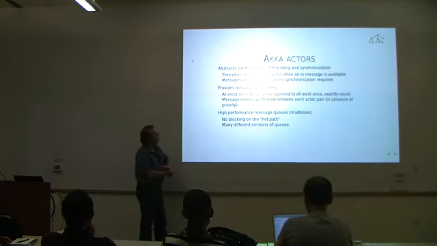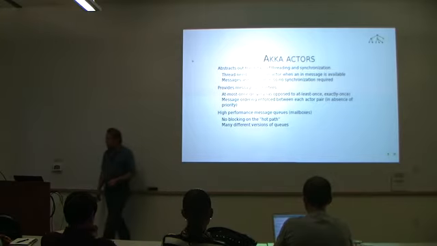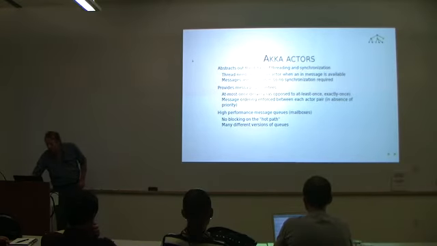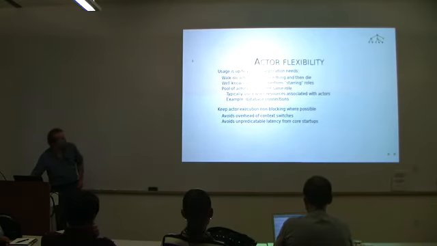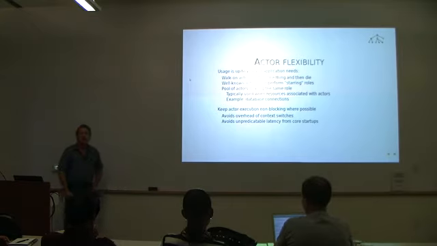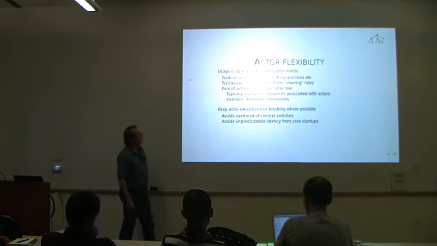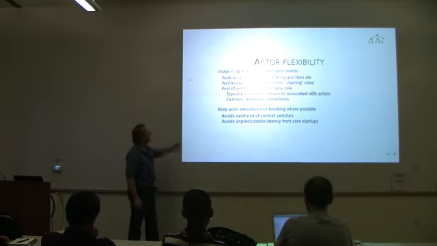So message ordering is enforced between each active pair. That's all. And it has high performance message queues called mailboxes. Basically, no blocking in the path that gets messages into the mailbox and out again. Now actors, how you use them is up to you, depending on what you do. I have some examples here.